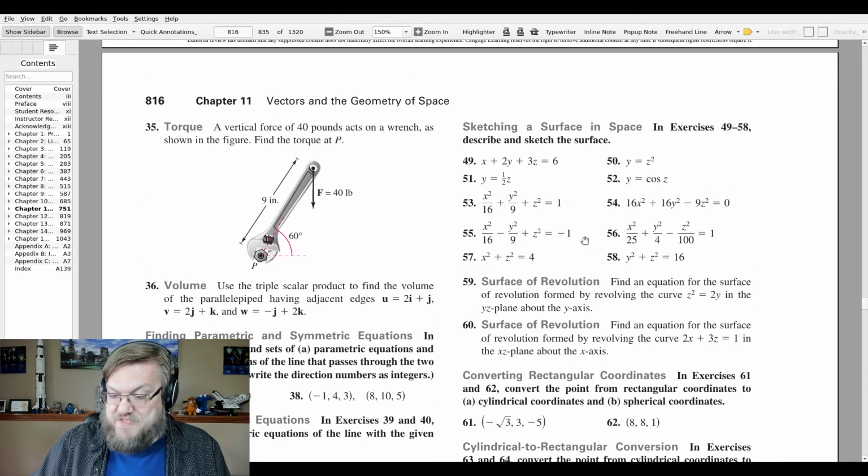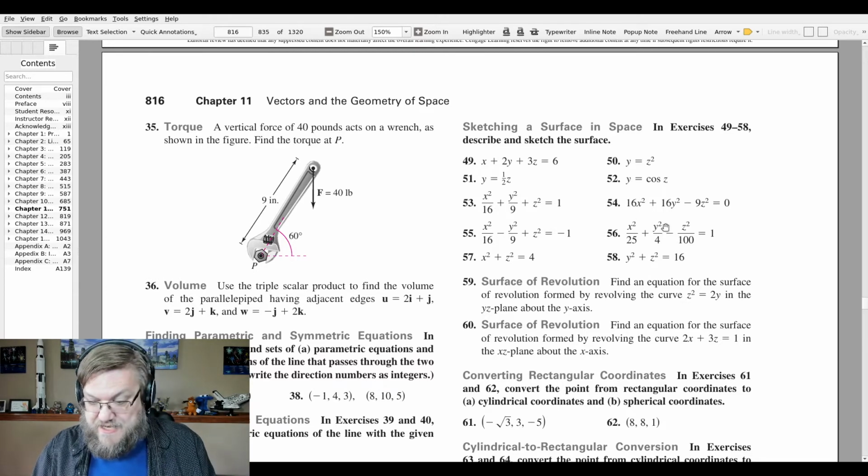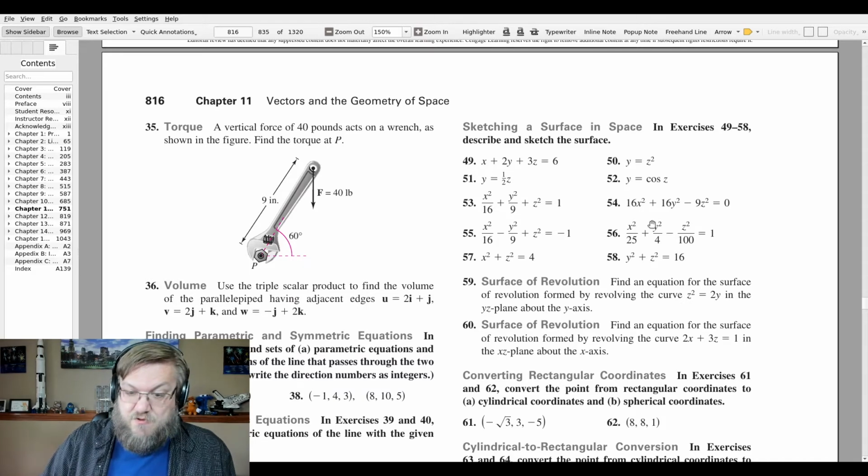And sketching a surface in space, you won't have to sketch. It'll be a matching, just like the homework one was in 11.6. Yep.